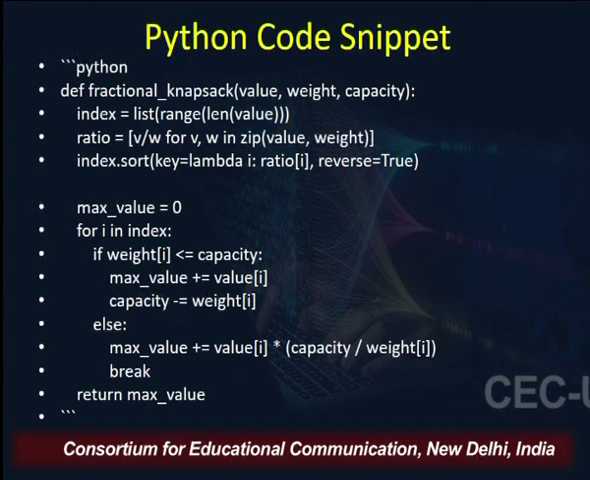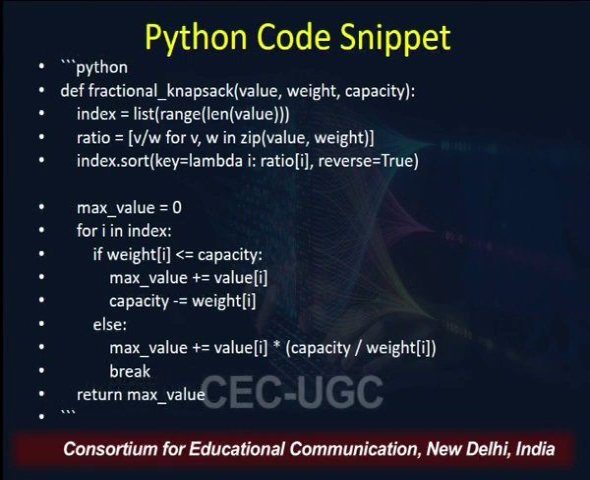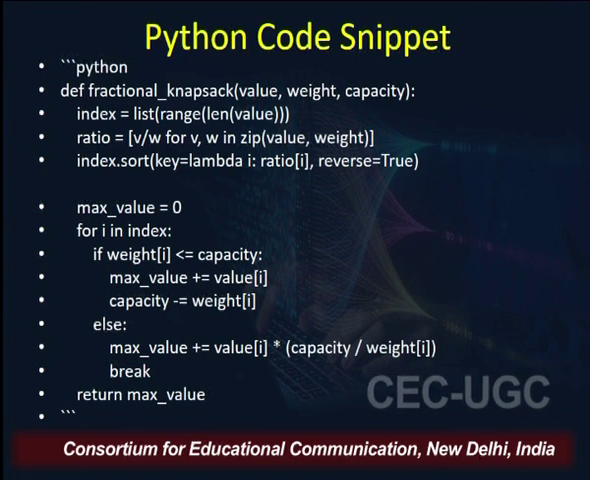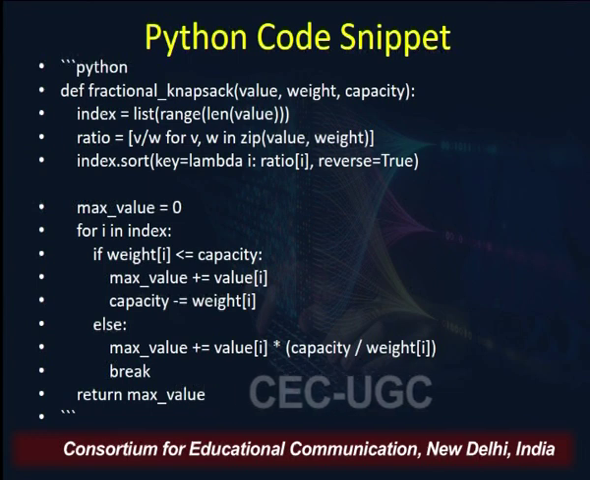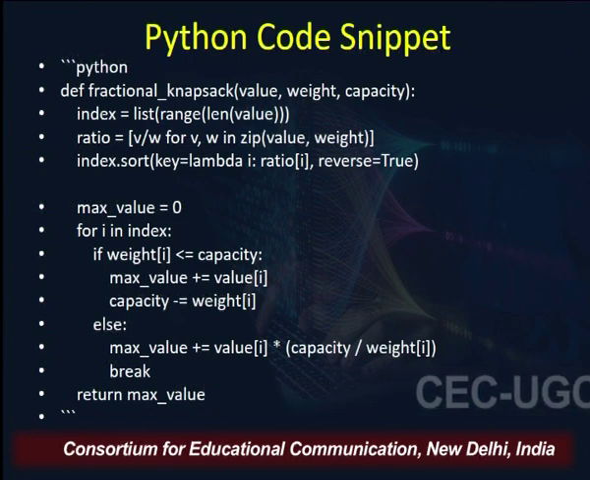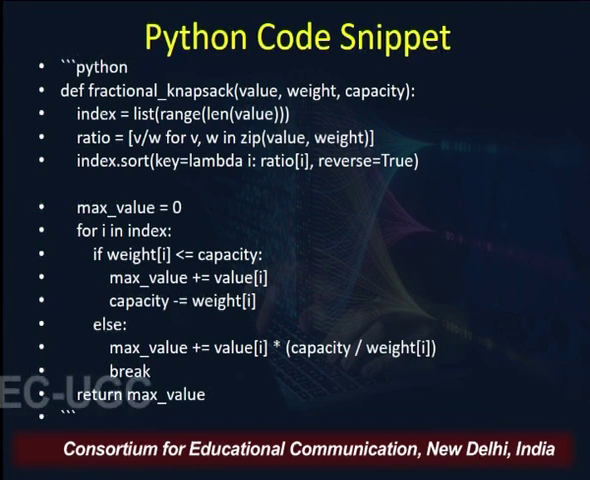Then we sort these ratios, and then if the weight of i is less than the capacity, we increase the maximum value, decrease it from the available capacity, include that item into the knapsack, and return the value of the knapsack.